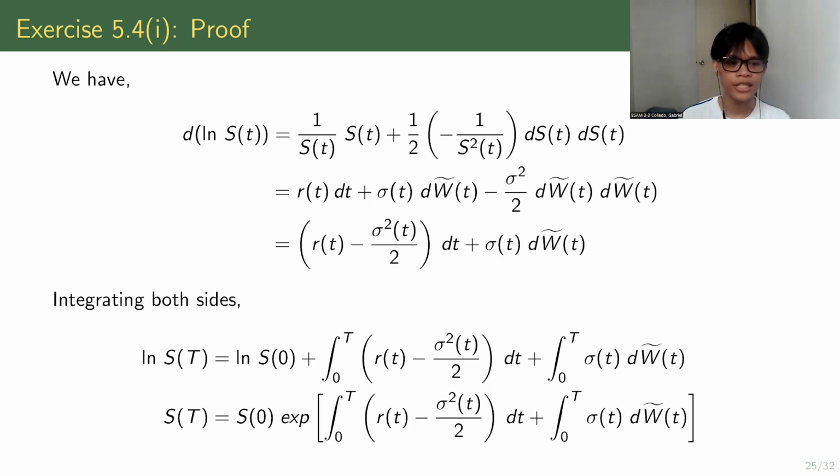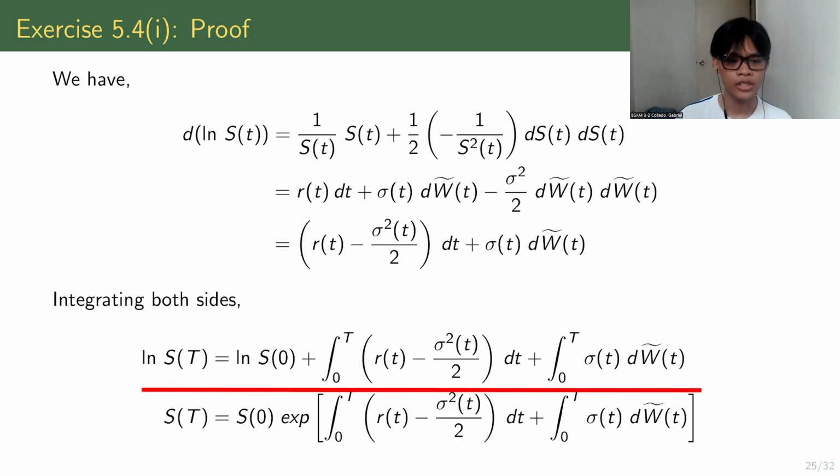Continuing from the previous slide, we take the integral of both sides of the equation. Hence, we get that the natural log of S of t is equal to the natural log of S of 0 plus the integral of the risk-free interest rate r of t minus sigma squared of t divided by 2 from 0 to t plus the integral of the volatility function sigma of t multiplied by dW tilde of t from 0 to t.